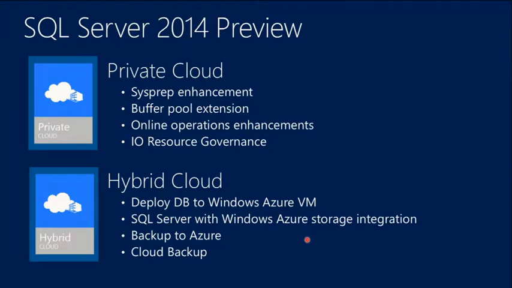We already supported that for data warehousing. We have a separate focus for private cloud and hybrid cloud. So I'm going to focus on the private cloud and the hybrid cloud investments. And what you see here are a set of investments that, some of them are available in CTP1, some of them will be coming in CTP2, which is our next CTP before we release to manufacturing.